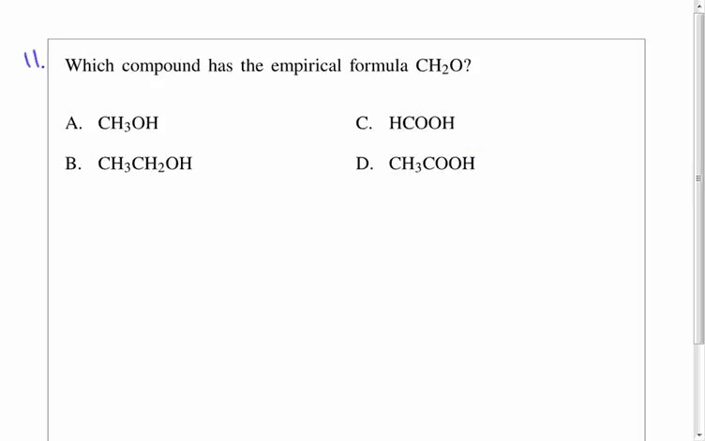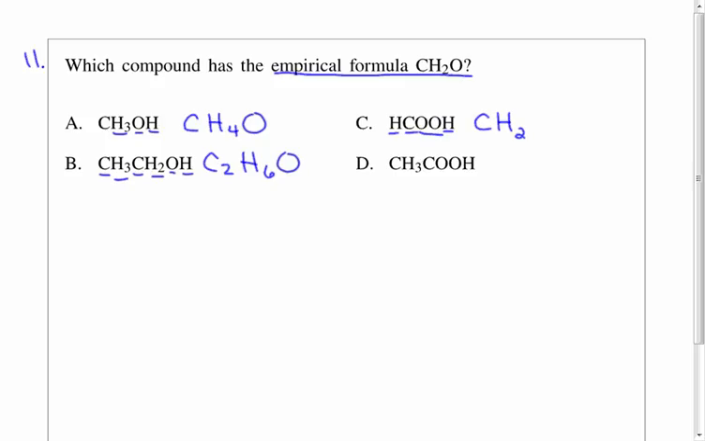For number 11, we want to find which one of these molecular formulas would reduce to give us the empirical formula of CH2O. So we have to combine the different elements that are given on each one. So in choice A, we have 1 carbon. We have a total of 4 hydrogens, and then there's 1 oxygen. And we just have to set those up for each of our choices. So for choice B, we have 2 carbons. We have 3, 4, 5, 6 hydrogens, and we have 1 oxygen. For choice C, let's write them in the same order. We have 1 carbon. We have 2 hydrogens.